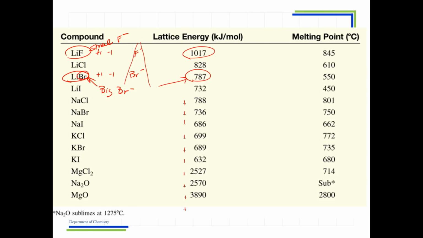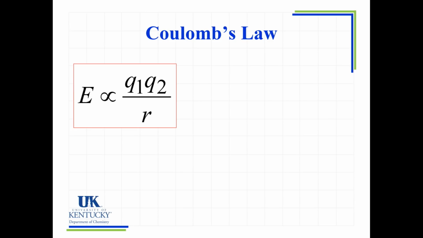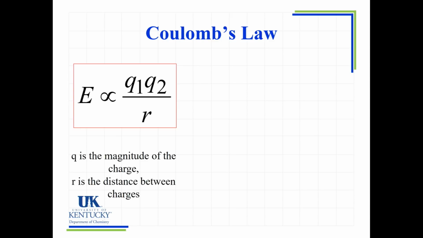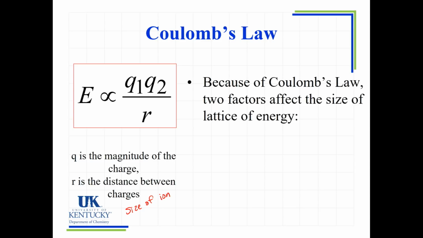So let's see what's going on here, and this is where we're going to see the full brunt of Coulomb's law. Coulomb's law is what always drives electrostatic attractions. In the numerator, we have the size of the charge, and the denominator is the distance between the charges, which is driven by the size of the ion. If the ions are small, then they're closer together. If the ions are big, then they're further apart.